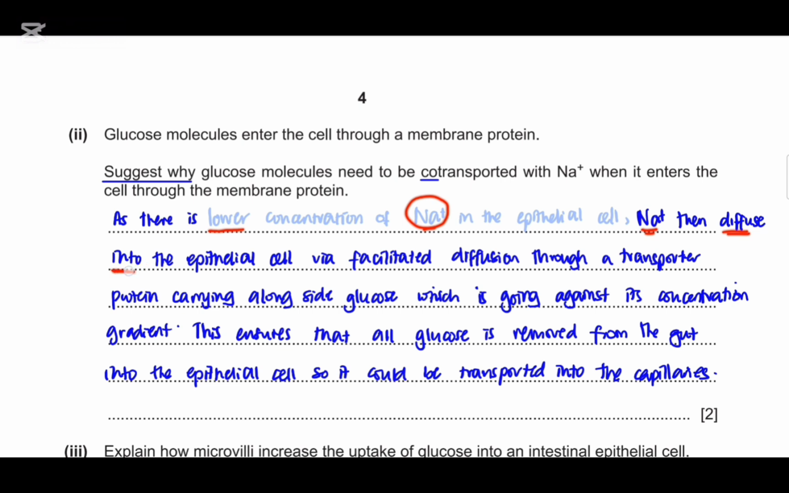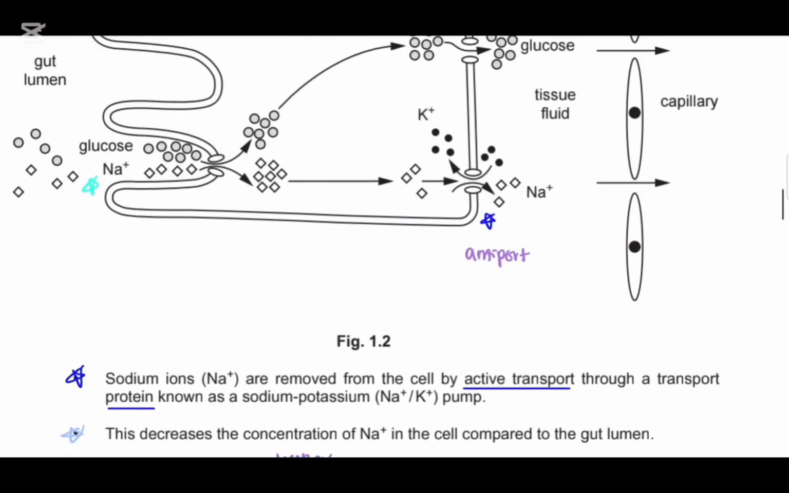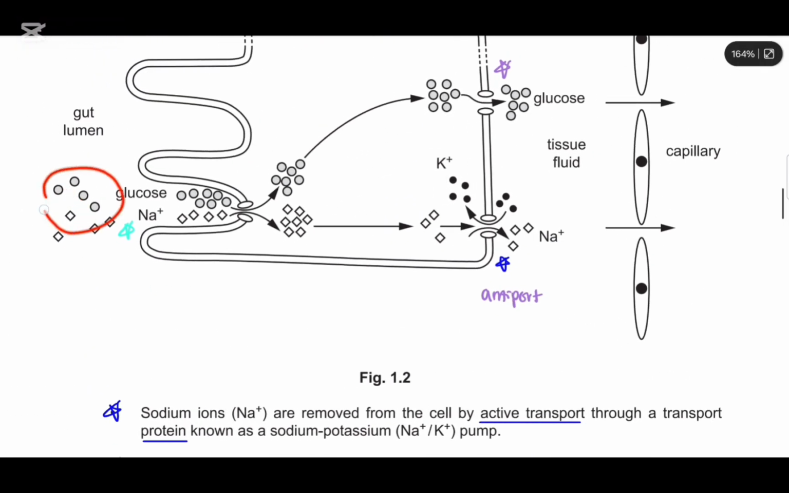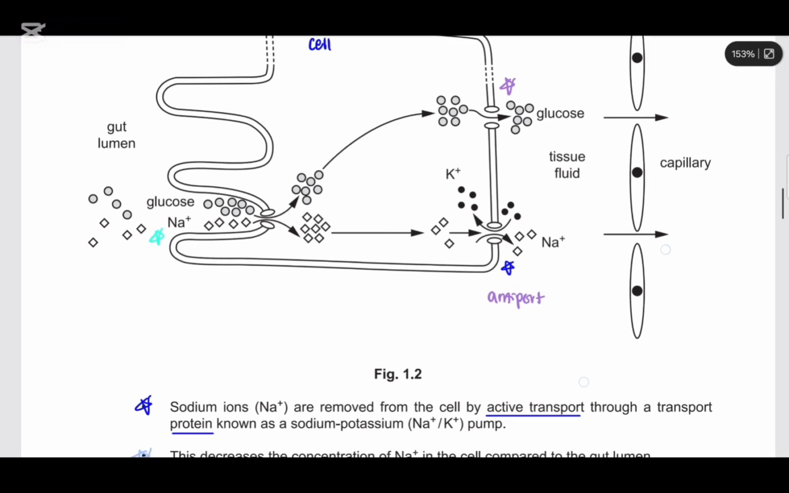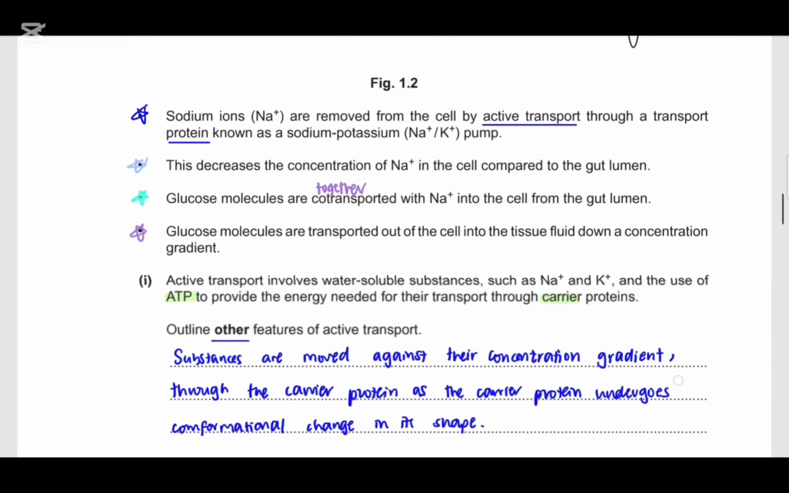Now, when it diffuses into the epithelial cell, that would be via facilitated diffusion, because it's passing through a membrane protein, a transporter protein. And when it does that, it carries along glucose, because it's co-transported. Now, glucose is going against its concentration gradient. We want to make sure that glucose is able to be transported in. There's already a lot of glucose, but we're transporting them together against its concentration gradient, because there's already a lot of them here.